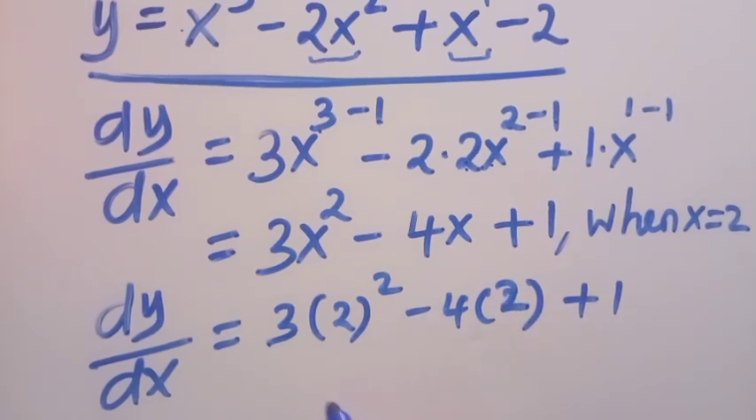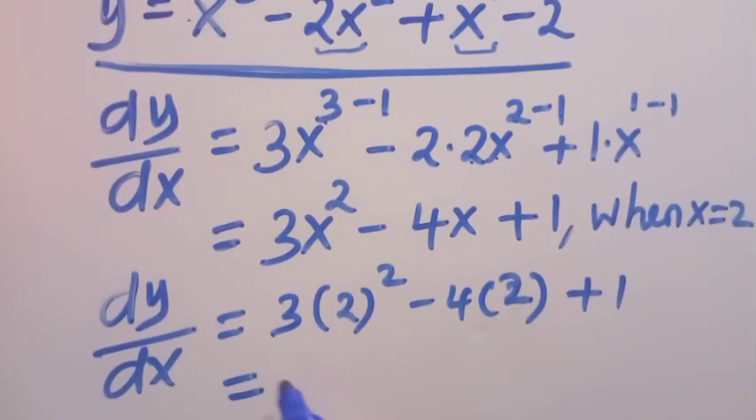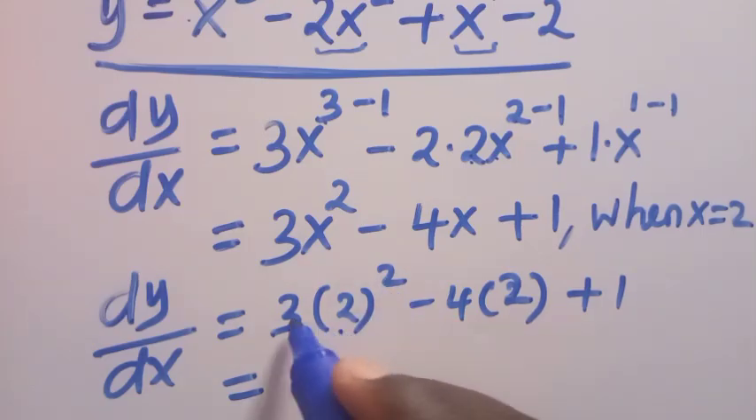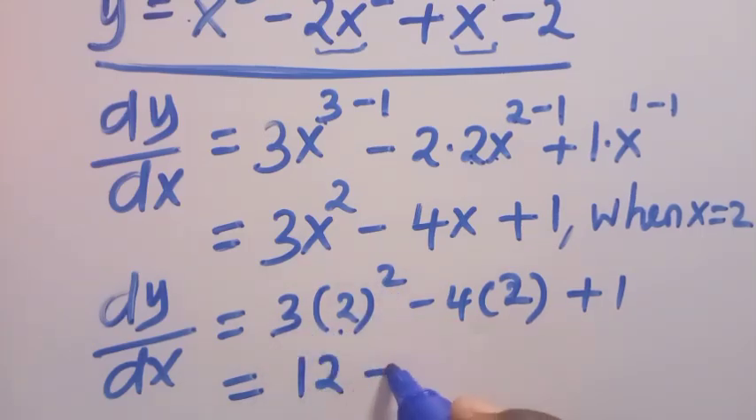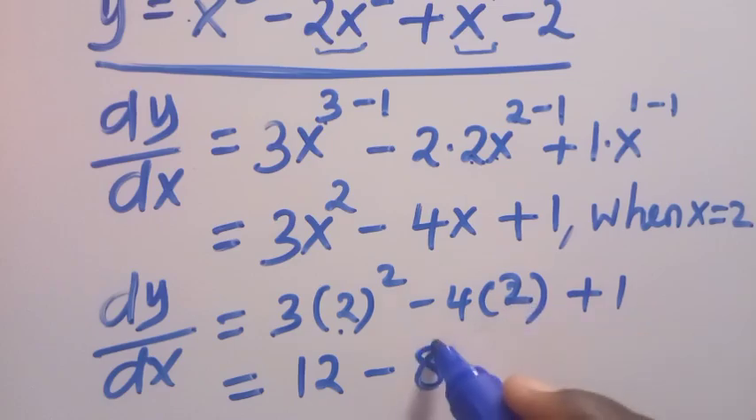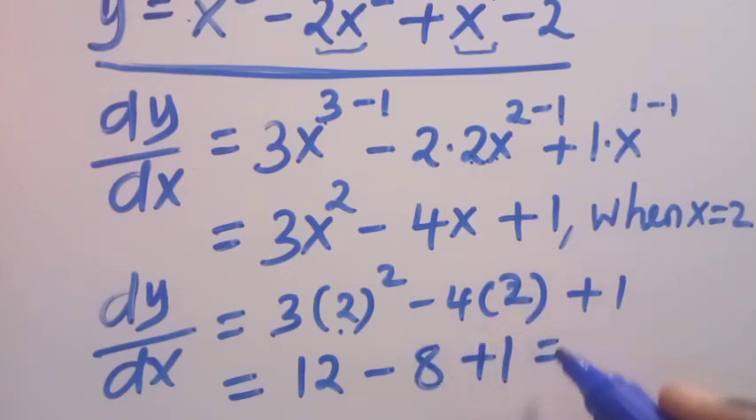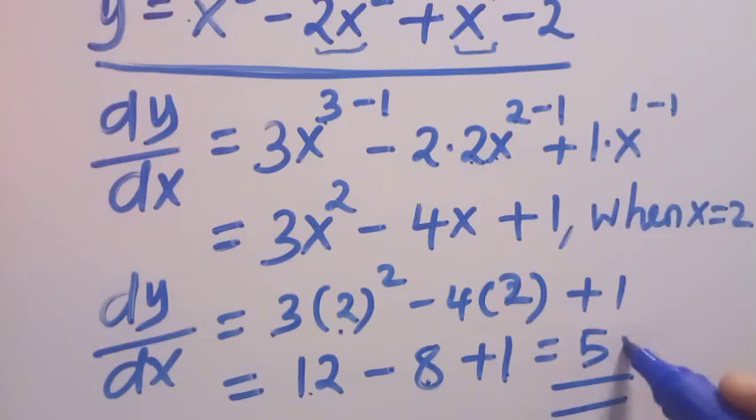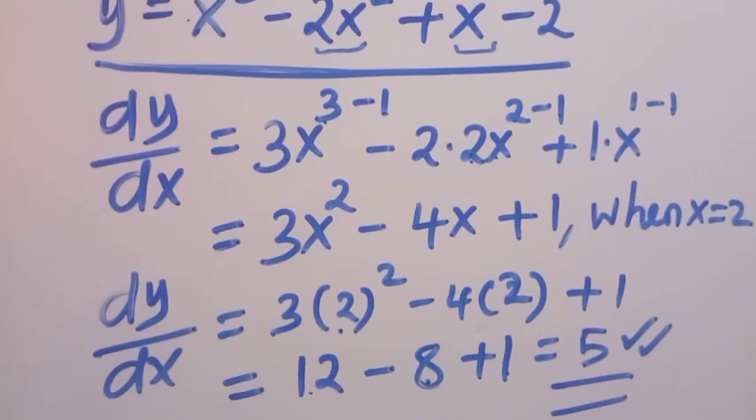In this case, we shall obtain our dy over dx as follows: 2 raised to 2 is 4, times 3 is 12. Then minus 4 times 2 is 8. Then plus 1. In this case, we have 12 minus 8 is 4, and 4 plus 1 is 5. Therefore, the gradient of the curve is 5 when x equals 2. Now, let us go back to our question.